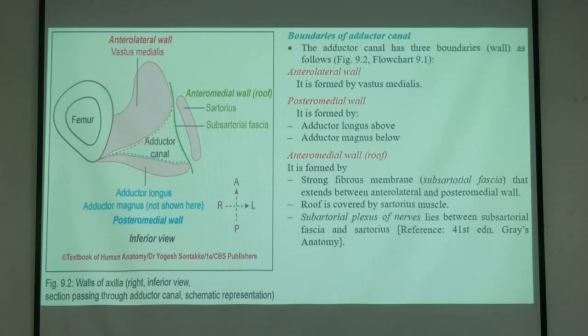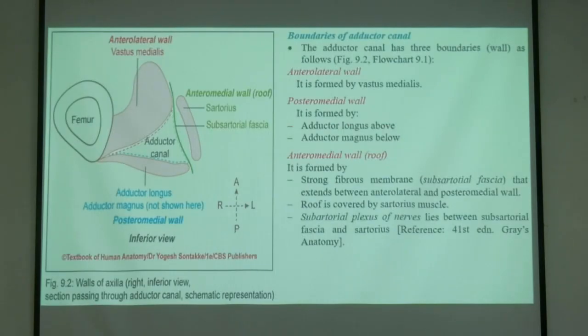So these are the boundaries. You have seen anterolateral vastus medialis, posteromedial adductor longus above and adductor magnus below, roof by the subsartorial fascia, sartorius muscle, and subsartorial plexus of nerve. All these structures you have to see. Okay.